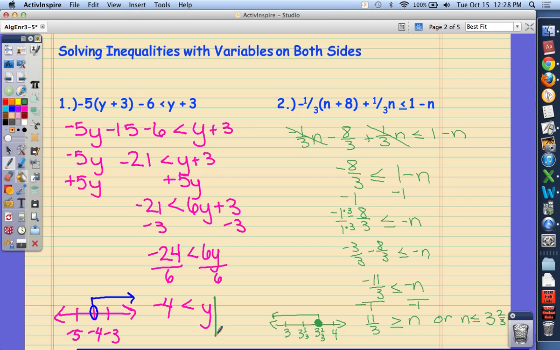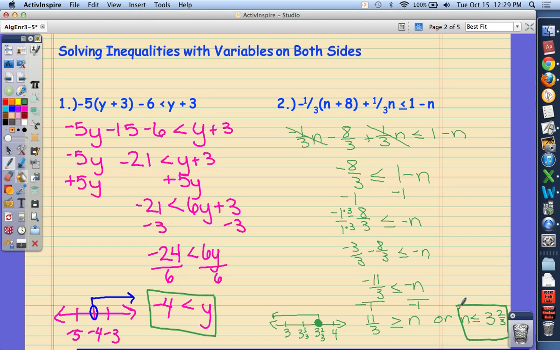So you should end up with y is greater than -4 for the first one, and n is less than or equal to 3 2/3, or you could say that as 11/3 for the second one, and you have your graphs right there. I didn't tell you to graph with the directions, you just had to solve, but you can add in your graphs if you would like. Check your work, make sure you have the correct solution. If you don't have the correct solution, go back and please correct your work.